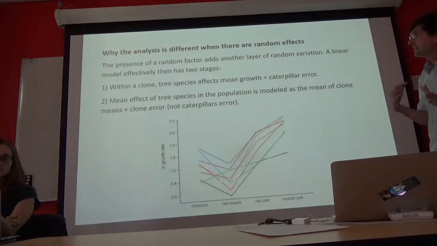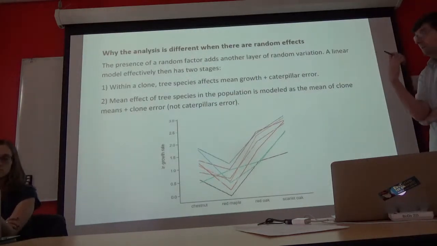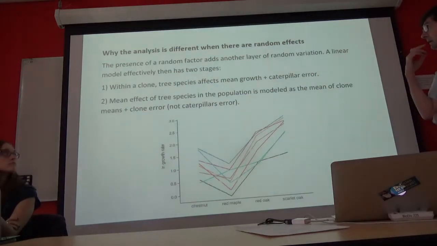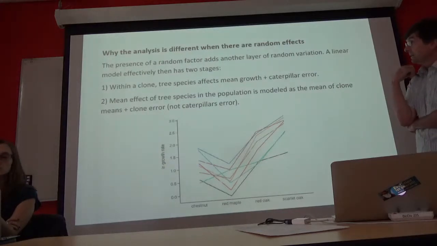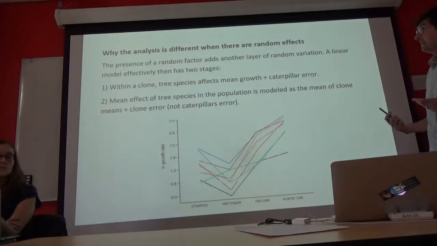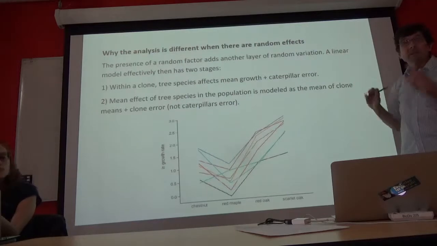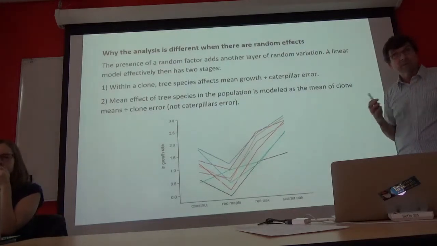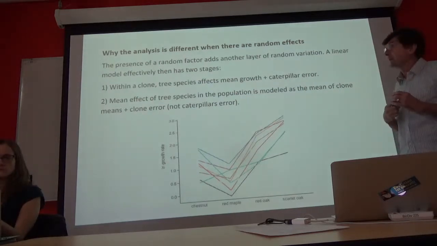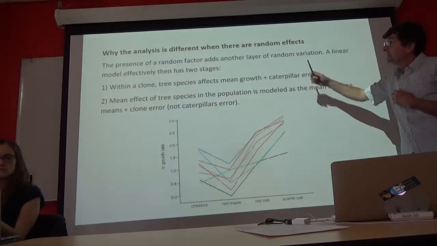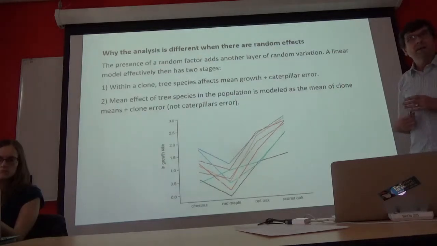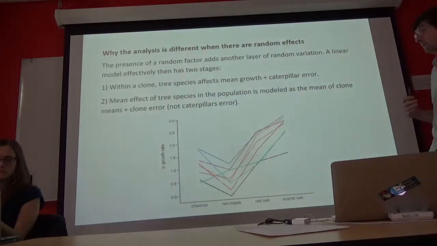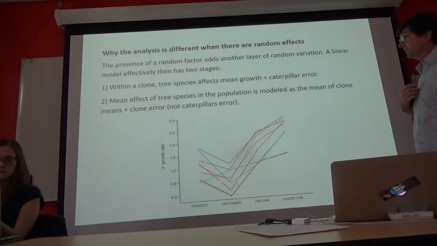So the analysis is different when there are random effects. And one reason I already gave is that the larva is not the independent observation, the clone is. But one reason why it has to be dealt with differently is that in a fixed effect, there's only one source of randomness. And that is sampling error among the individual, in the Harley experiment, among the individual plot. But random effects add another layer of random variation: variation among clones, as well as variation among caterpillars within clones, in this particular example.